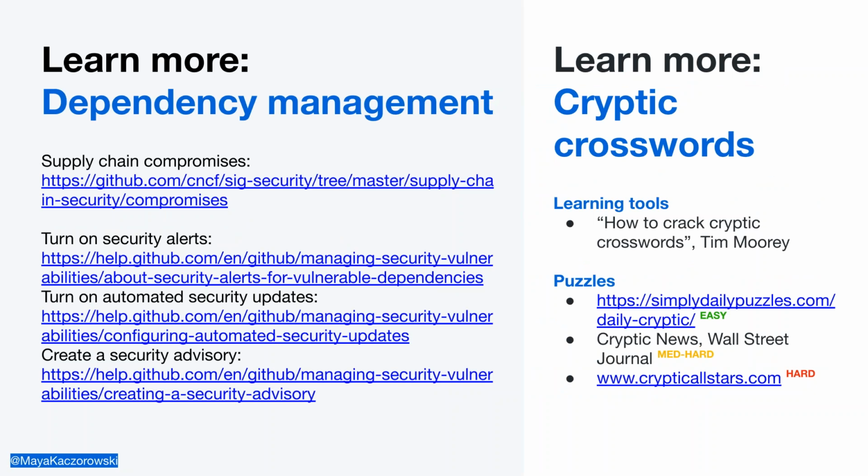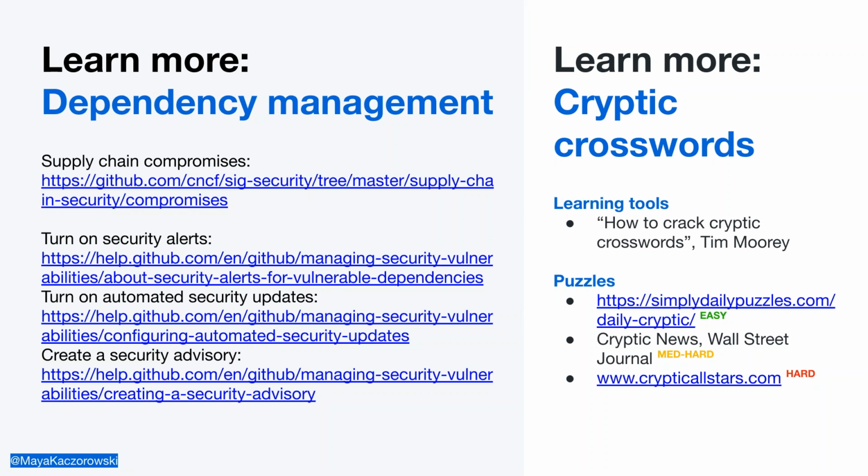So to learn a bit more today about both your dependency management and your software supply chain and cryptic crosswords, I have a couple of links here. For supply chain compromises, there's a list on the CNCF Git repo of things that they've seen. Some of the features that I talked about that you should turn on in GitHub are security alerts and automated security updates. And if you have a security issue to report in your project, create a security advisory.